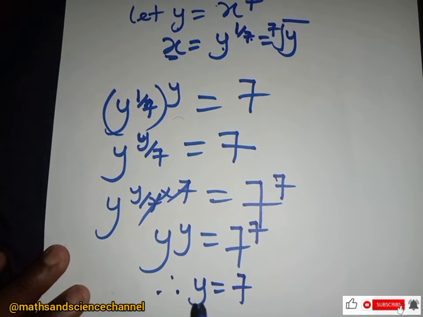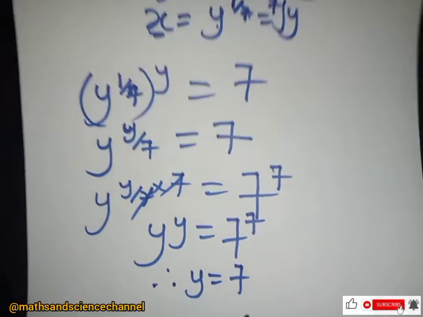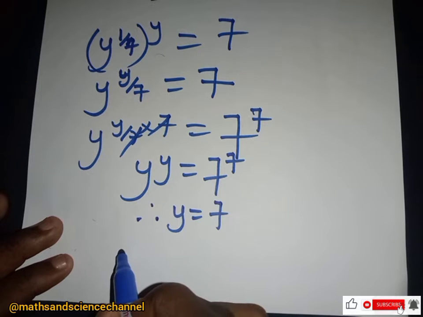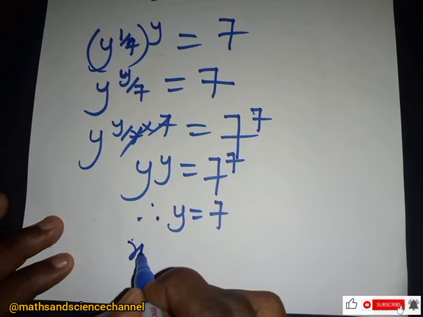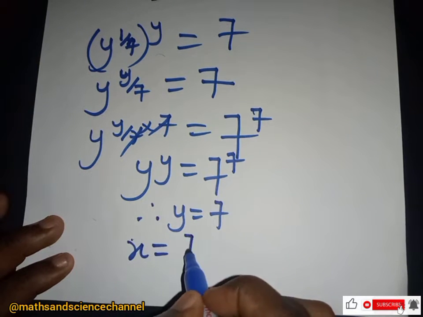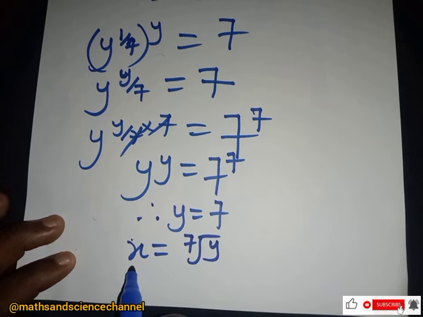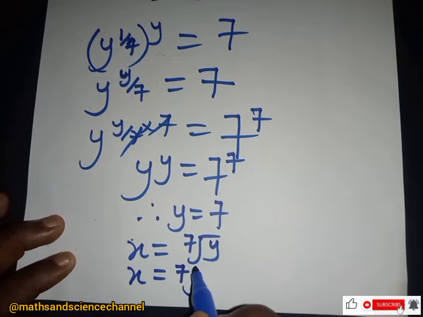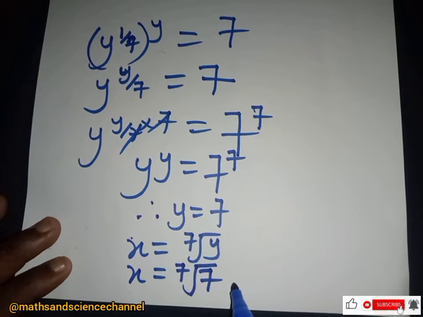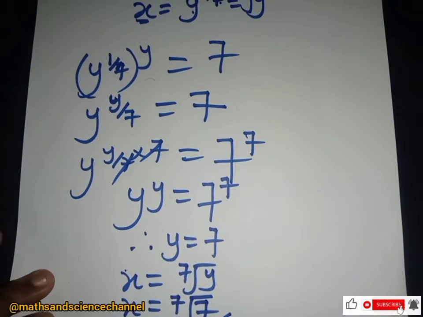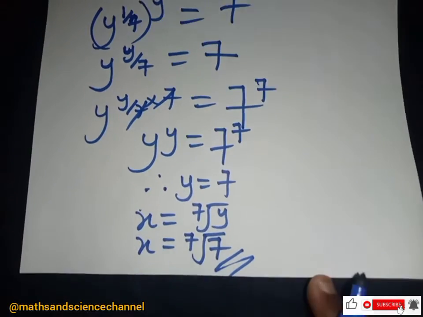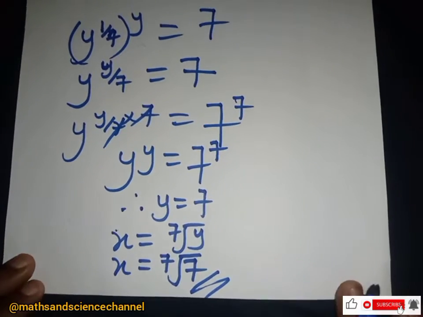So if y equals 7, remember we are looking for x in this case. So which means that x here, remember x here is equal to the 7th root of y. So which means that we have x here being equal to the 7th root of 7 as the value of x, right? Now we'll use a second method to do it again.